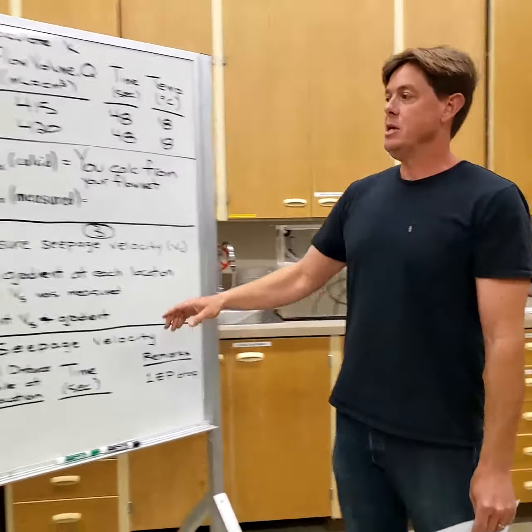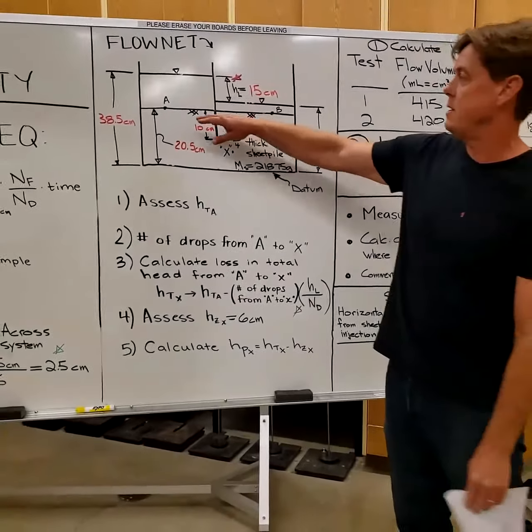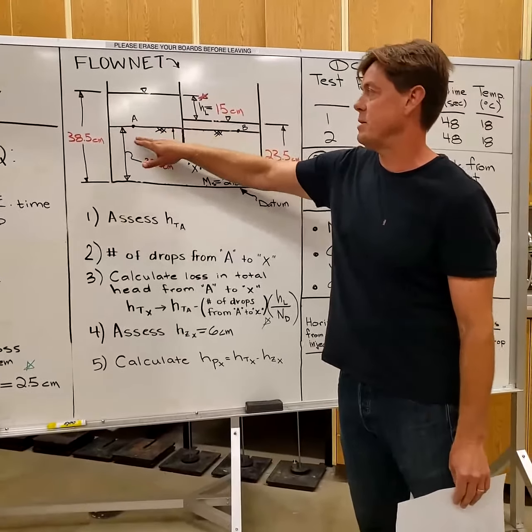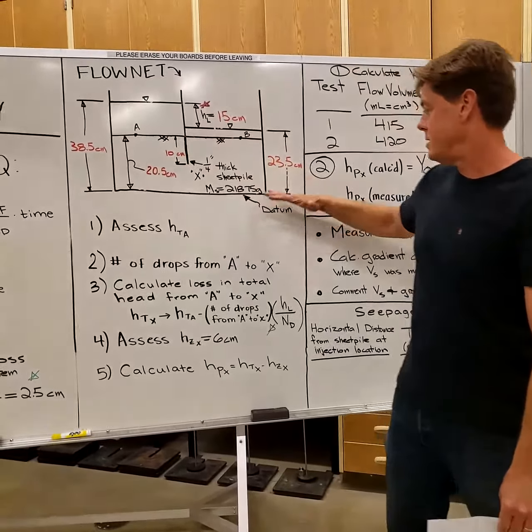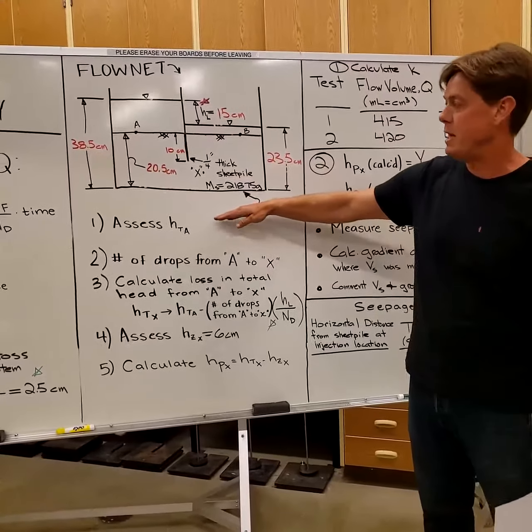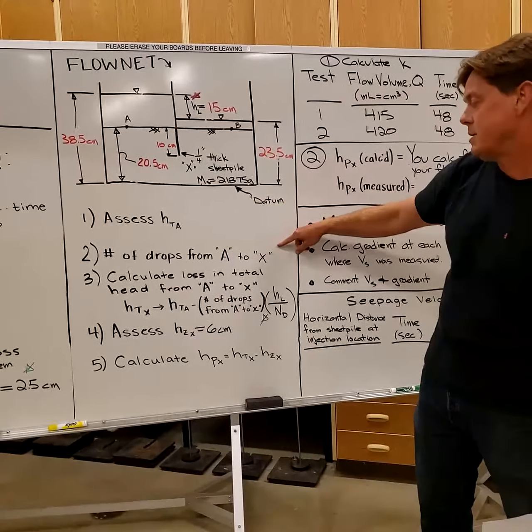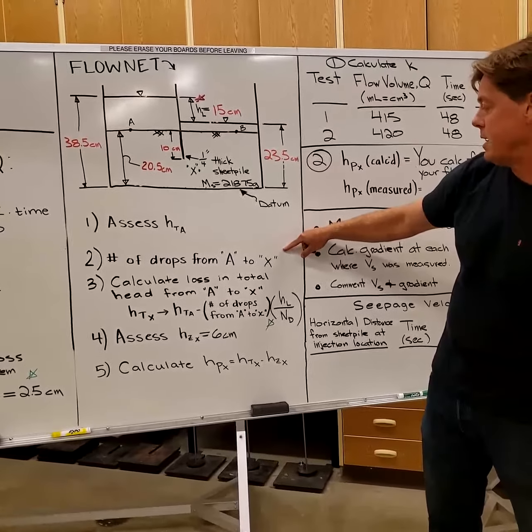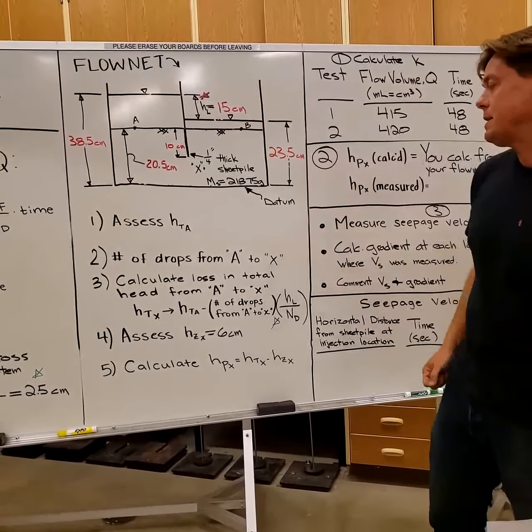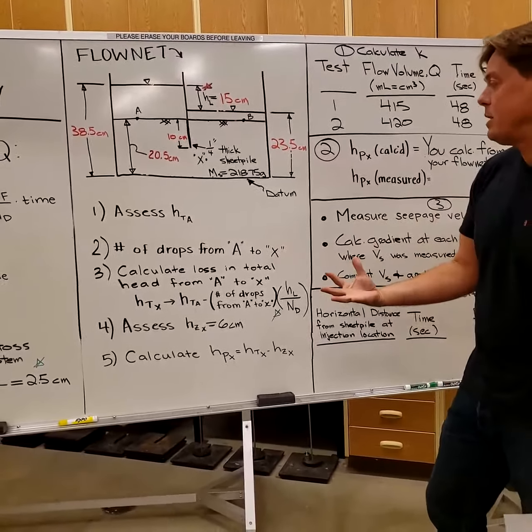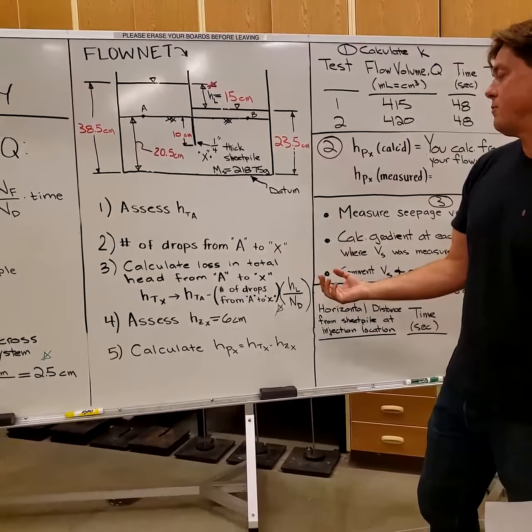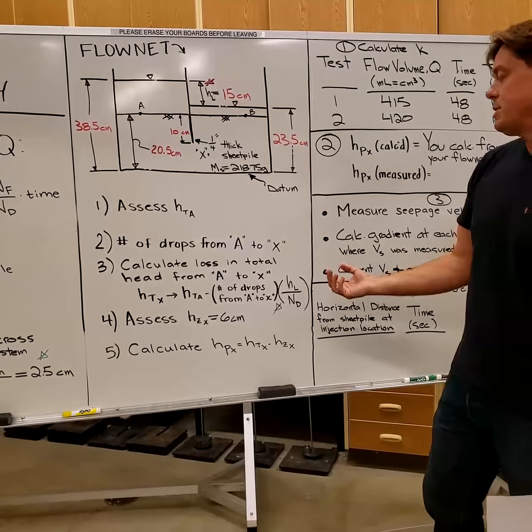So this is what we're calling the head at this equal potential. We could say that's point A. This is the way we're going to do this. Assess the total head at A. Well, we just did that. Count how many drops it takes to get from A to X, and prorate if it's not exactly right on one of the equal potentials. And then calculate how much total head we lose for the water to travel from point A to X.